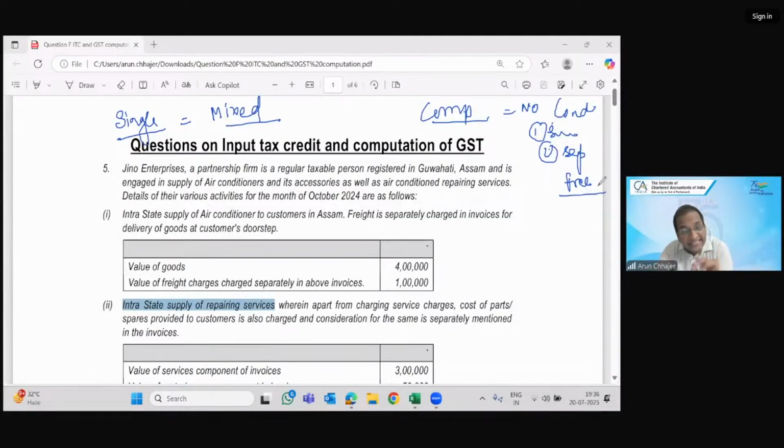The pricing is not the condition for composite. What is the condition for composite? It should be naturally bundled, and out of which one should be the principal. Is this naturally bundled? Whenever I do door-to-door delivery, then freight will always be added in the value.